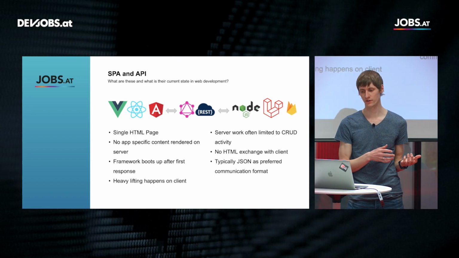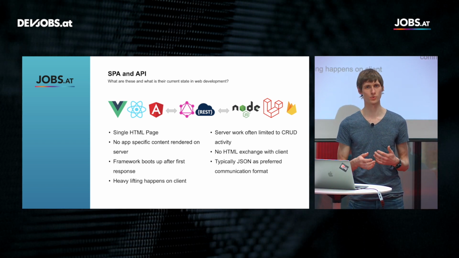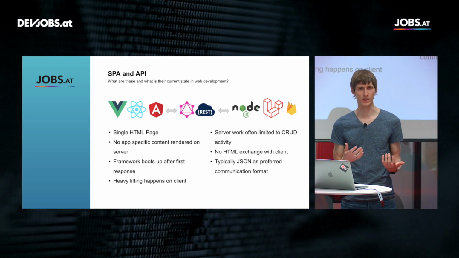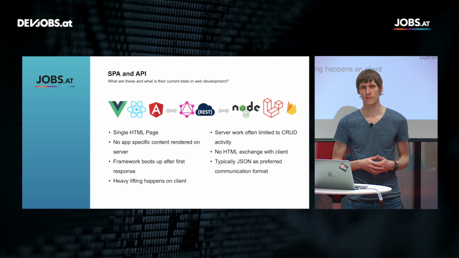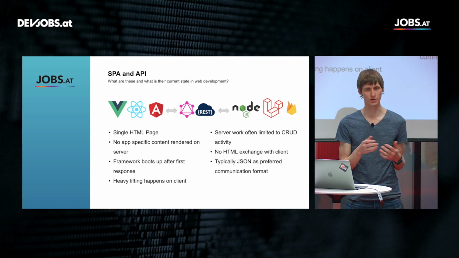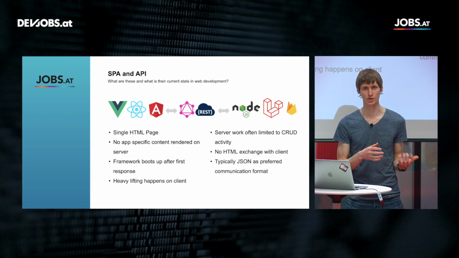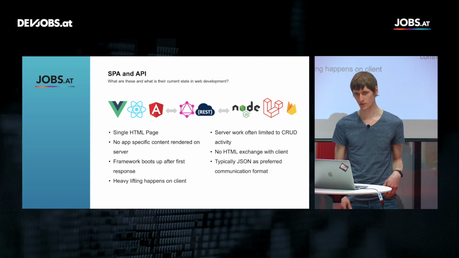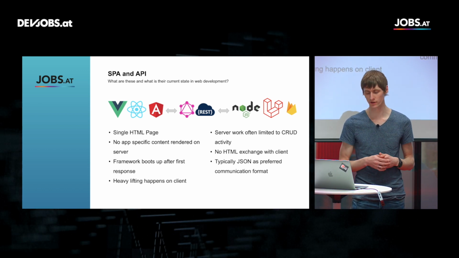And on the other hand, the server is often quite dumb, more or less. It just provides CRUD activity for the resources, to create, read, update, and delete certain API resources which are needed on the front end. And they are usually communicated via JSON payloads. So there is no HTML going back and forth anymore, but you basically do XHR requests only and exchange JSON. So this is a wrap up of what single page applications are and how they work.